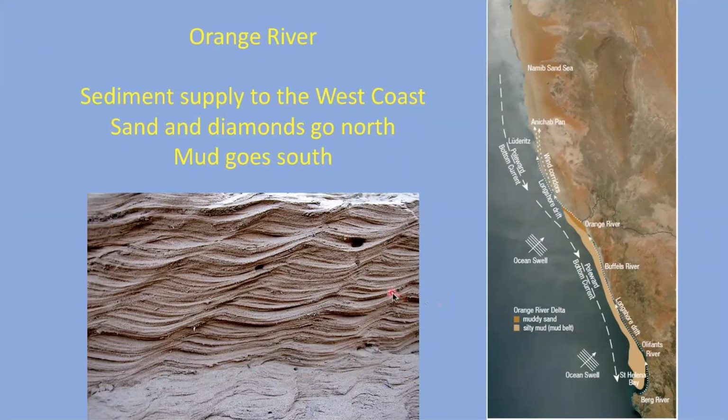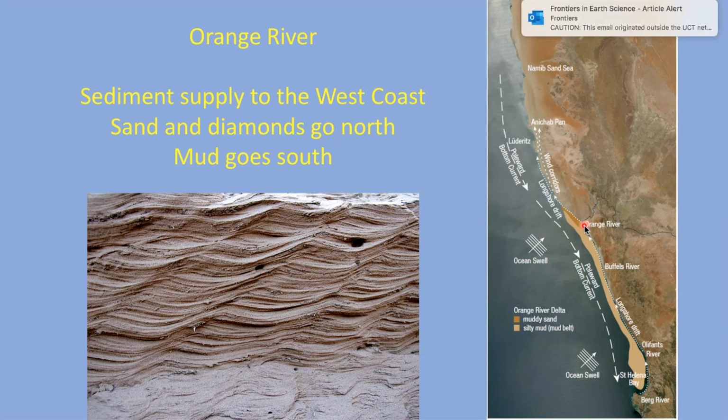Okay, now let's go up to the Orange River, further to the north, where the Orange River, of course, is the largest river coming out on the west coast. And it's a huge source of sediment that is originating from as far away as the Drakensberg Mountains in Lesotho. So this is the Orange River coming through here. It winds its way around and comes out there.